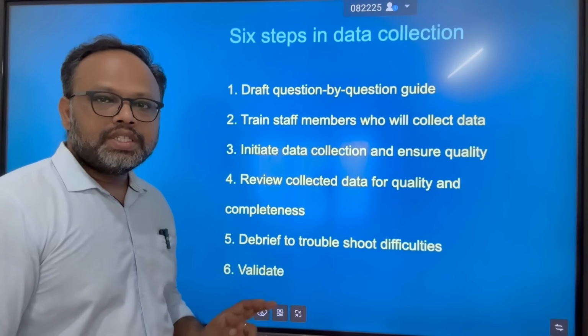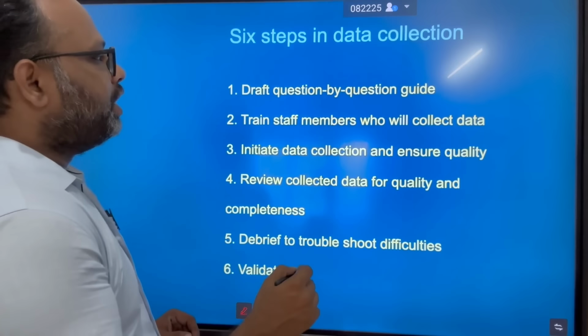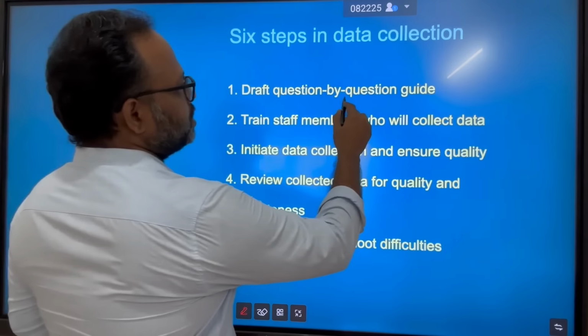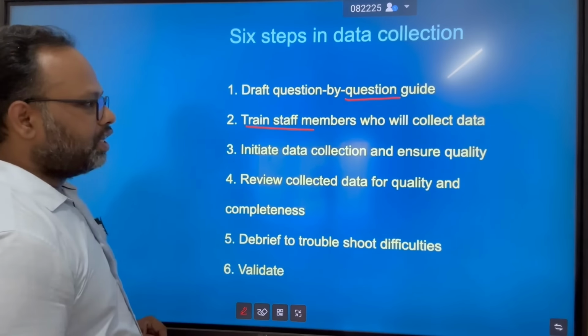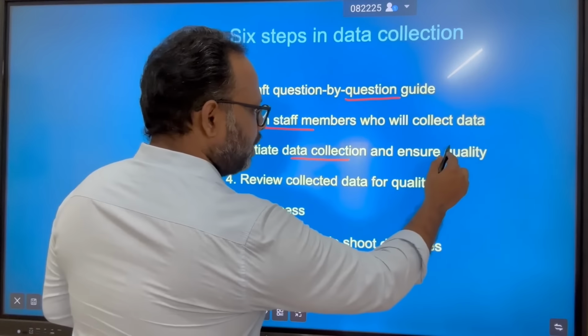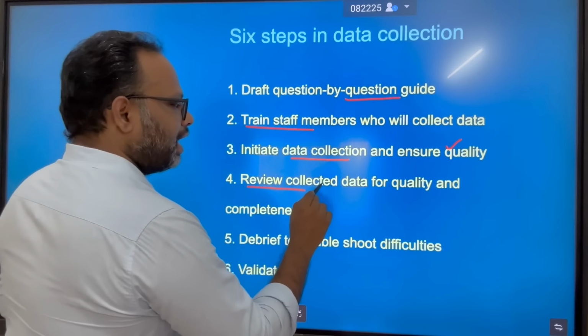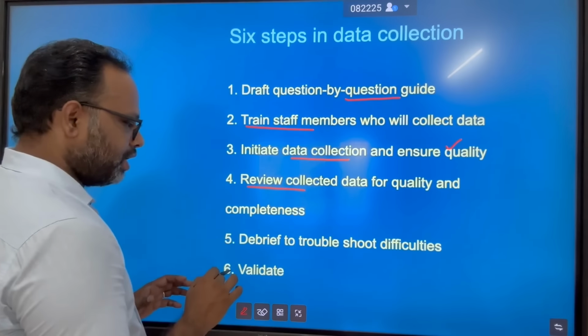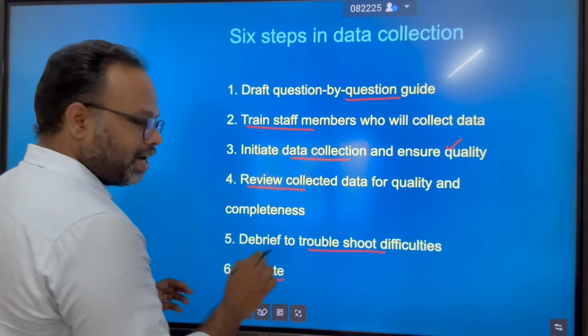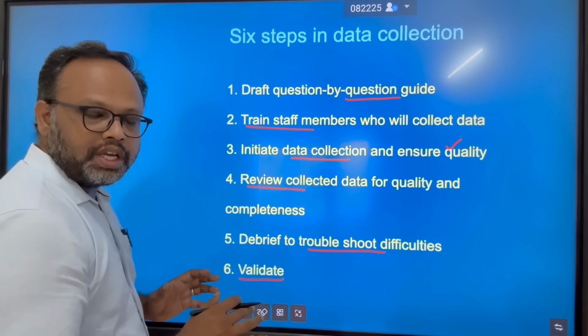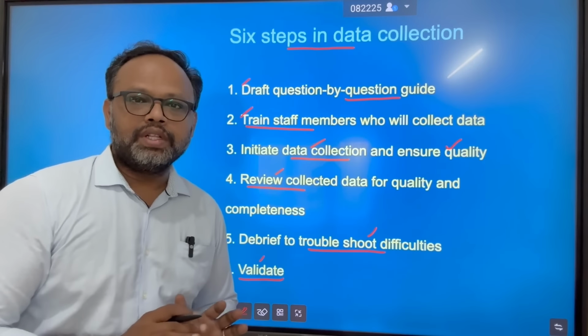Now, these are the 6 steps in data collection. We need to draft the question by question guide. Then we need to train the staff members who will collect the data. We need to initiate the data collection and ensure the quality, review the collected data for quality and completeness, then debrief to troubleshoot the difficulties. Then we need to validate. Validate means we need to check for accuracy. So that is the 6 steps involved in the data collection.